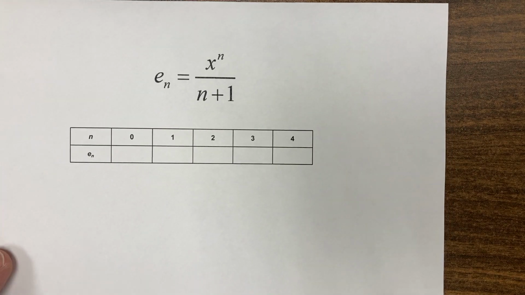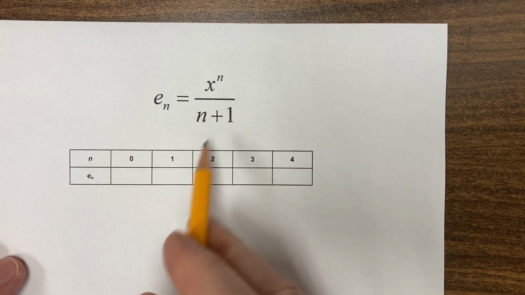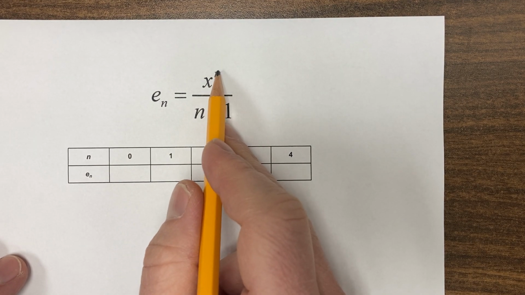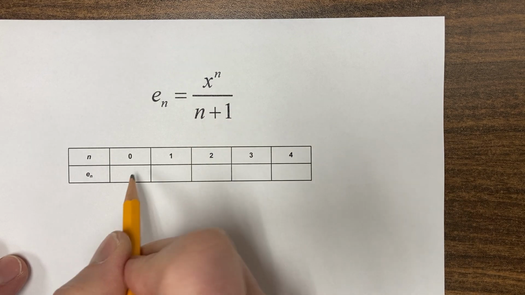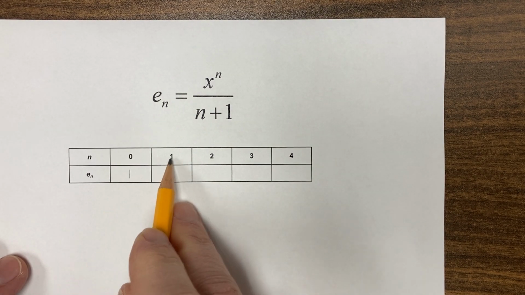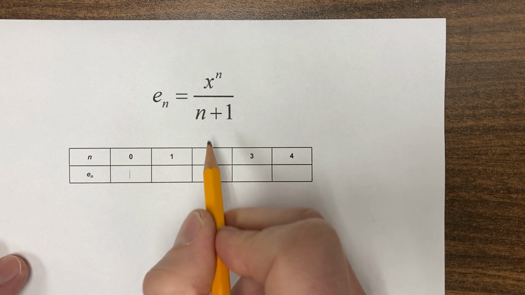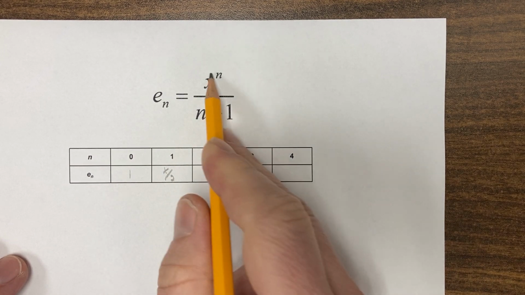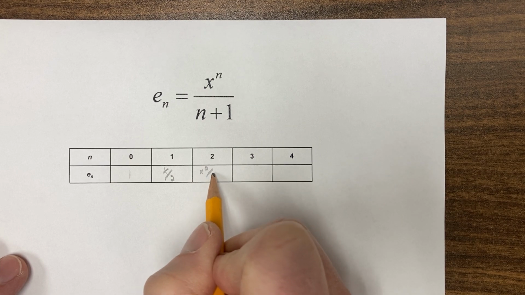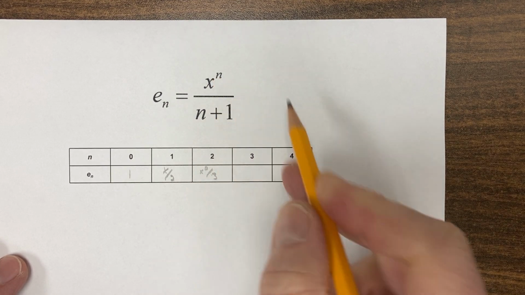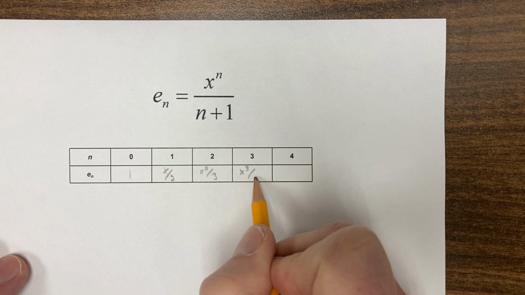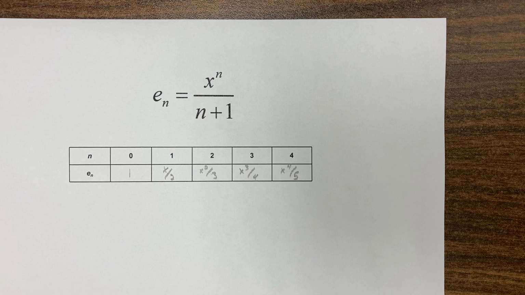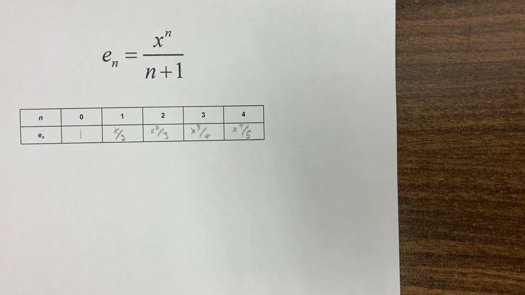All right, and then this last one here, if we would put 0 in for n, I get x to the 0, which is 1 over 1, so we get 1, okay? If we put 1 in, I get x to the first, which is x over 2. Put 2 in, I get x squared over 3. Put 3 in, I get x to the third over 4, and then x to the fourth over 5. All right, so those are my sequential terms there.